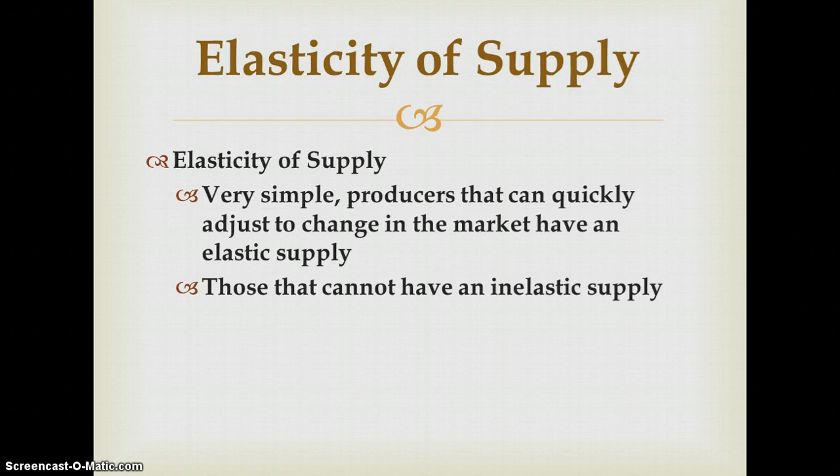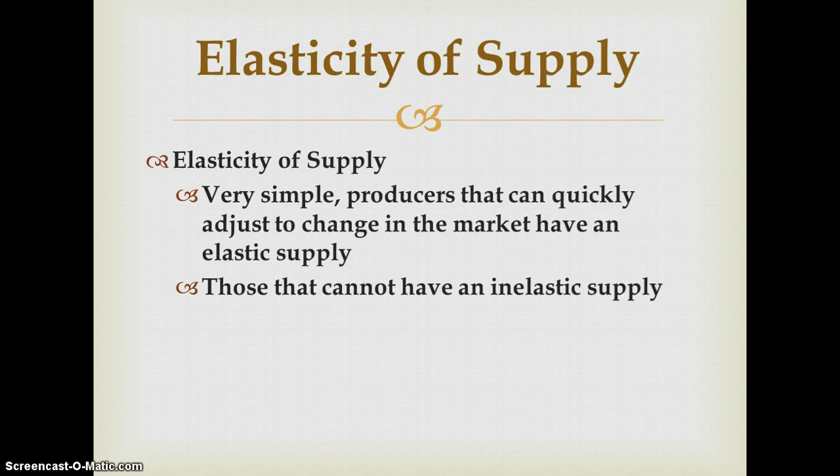But if you were to go to Minute Maid and say you have to double your output of lemonade, they would probably have to build new factories, they'd probably have to hire more workers, they'd probably have to install more trees. It just isn't going to happen. So they cannot adjust to the price. In other words, to them, the price doesn't matter that much.